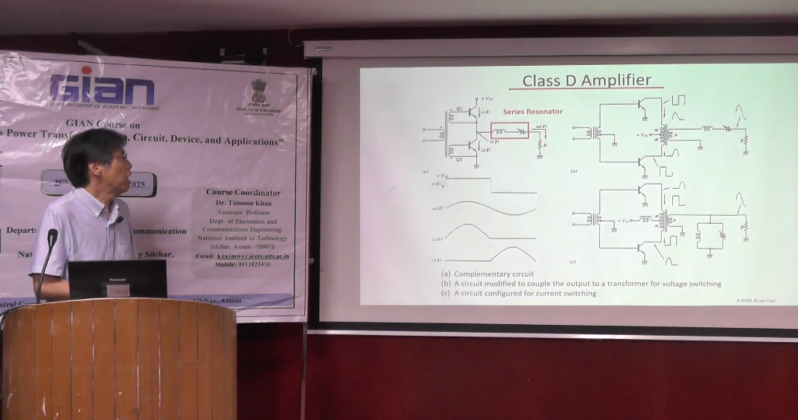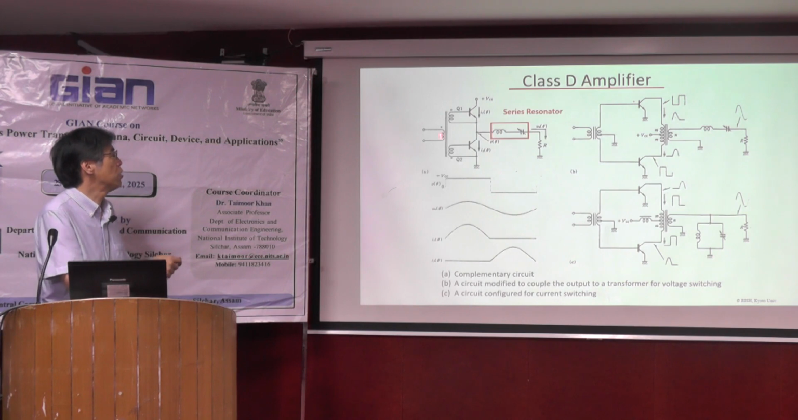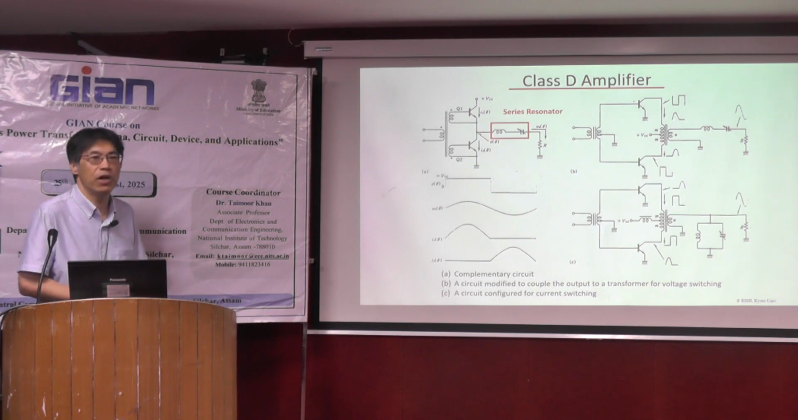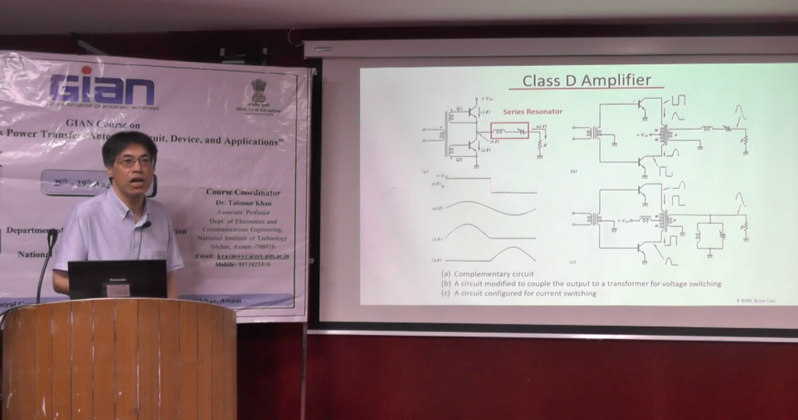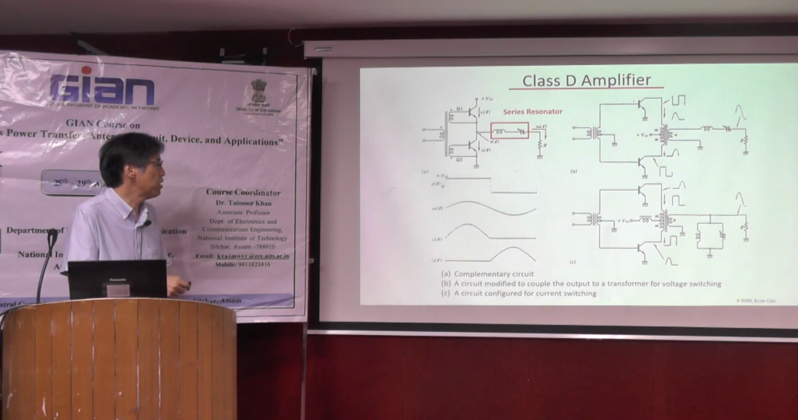So as I mentioned, based on the class ABC amplifier, we add the extra output filter. And in this case, we add this series resonator, an LC resonator, on this class B push-pull amplifier. Caused by this series resonator, we can change the waveform of V and I, and as a result, theoretically, we can reach 100% with this class B amplifier.